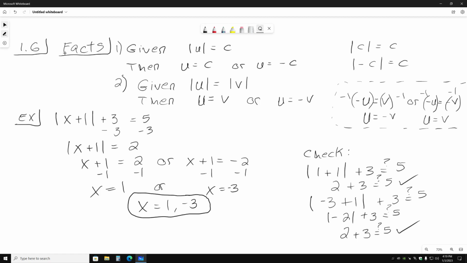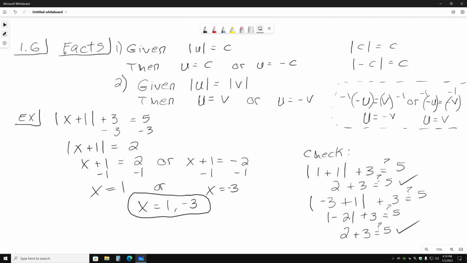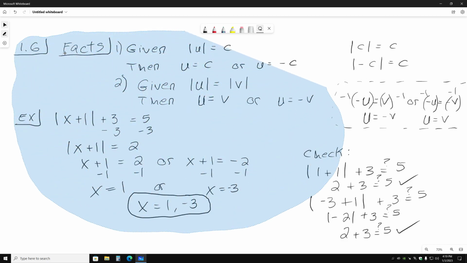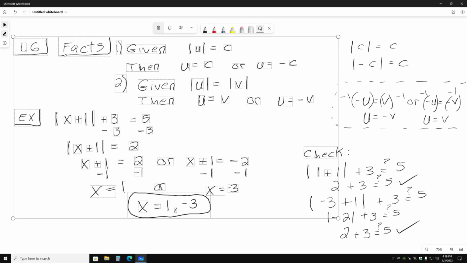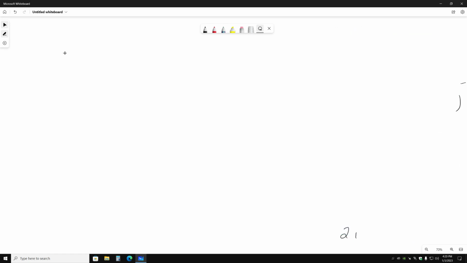Okay, so let's go ahead and try some more here. I apologize, I'm just clearing this up really quick. All right, close enough. All right, so back to another example.